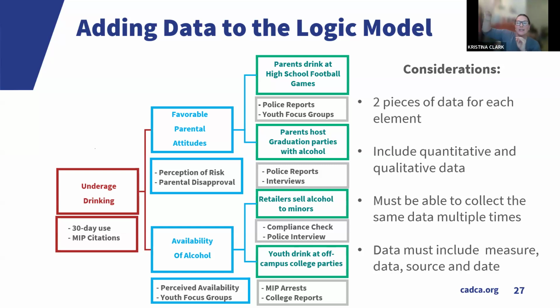Because the idea here is we're going to have a set of strategies that are going to change the fact that parents drink at high school football games. And if we do that, we should see those police reports change and we should see those youth focus group results change. And if we're able to do that, it's going to impact favorable attitudes, because if parents are getting in trouble for it, they're being told it's wrong. It's going to eventually change the thought bubble that it's okay to be doing it, which will change their perception of risk and parental disapproval, which will eventually change underage drinking. That's the domino effect we want to see.